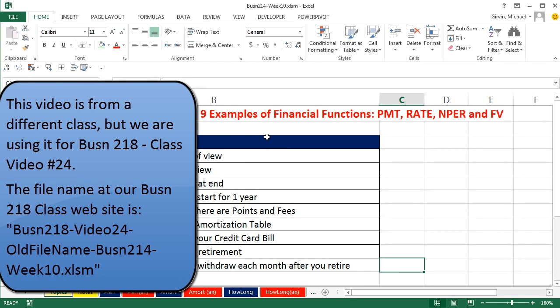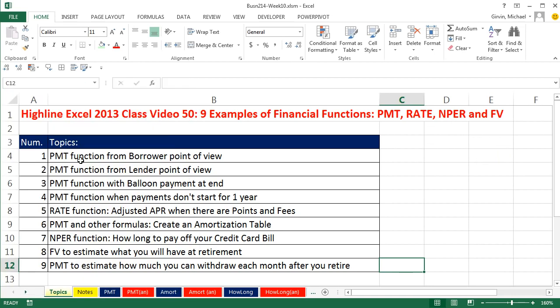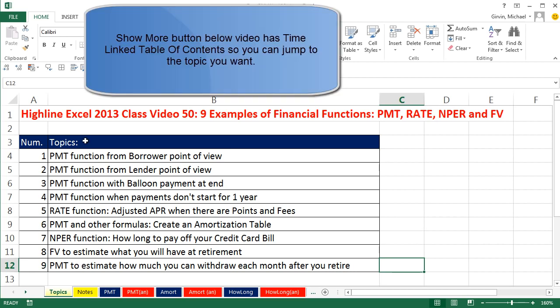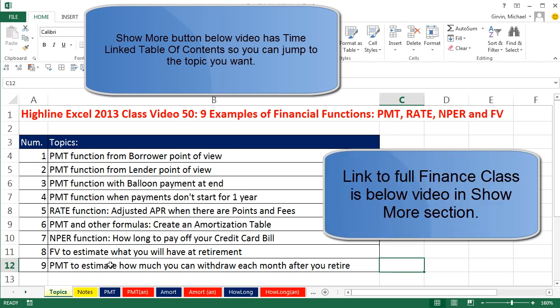In this video, we want to have an introduction to financial functions, and we're going to look at PMT, RATE, NPER, and FV, future value. Now, we have 9 different examples, and some of them are directly related, some of them are not. They're kind of a selection of financial examples I might do in my finance class.